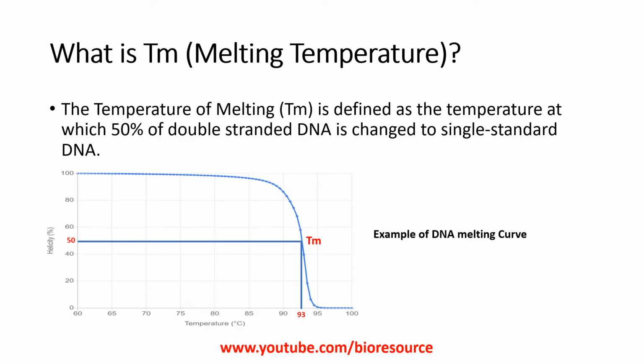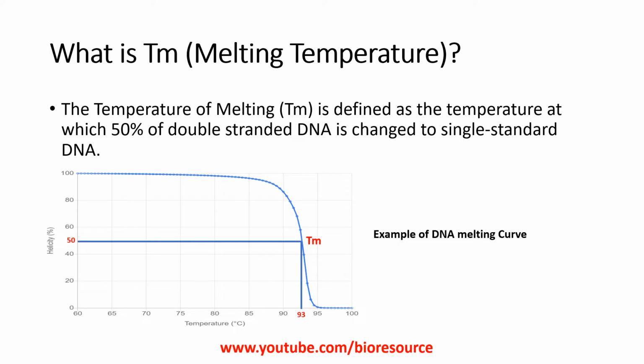So what is melting temperature? The melting temperature is defined as the temperature at which 50% of the double stranded DNA is changed to single stranded DNA. So when you heat a DNA sample, the temperature at which half of the double stranded DNA becomes single stranded is called the melting temperature.